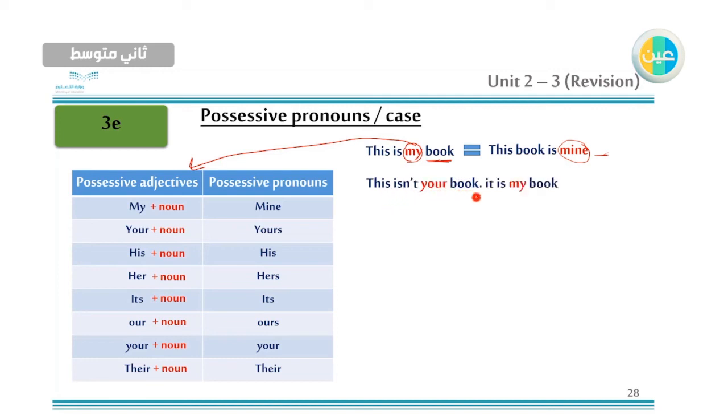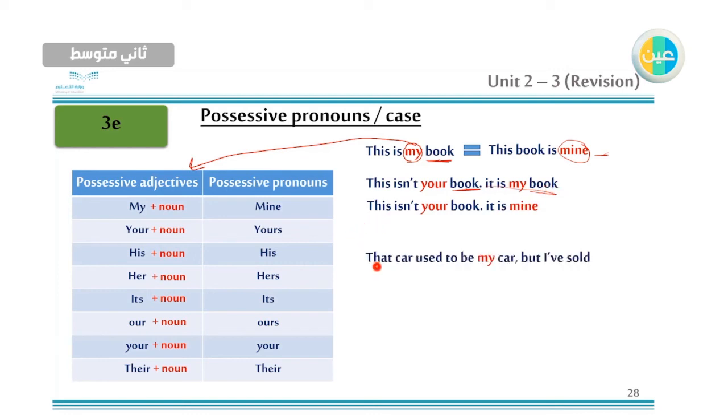This is not your book, it's my book. Okay, so you see how the word book is repeated here, and we have also the word book here. This is not your book, it's my book. So to avoid repetition, sometimes we use the possessive pronouns, and it looks like this. This isn't your book, it's mine. So instead of saying book again, we say mine.